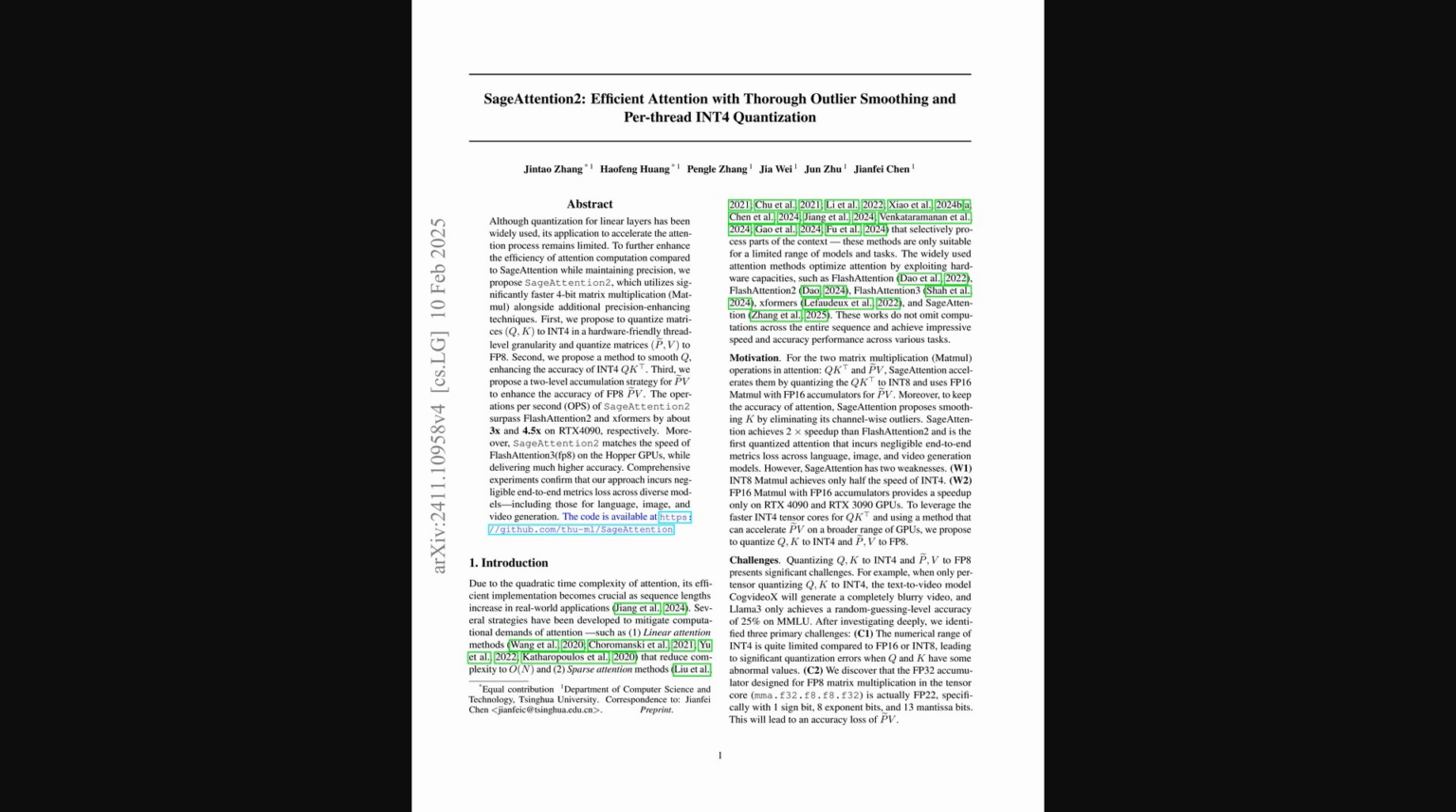Today we're looking at a paper called SageAttention2, Efficient Attention with Thorough Outlier Smoothing and Per-Thread INT4 Quantization. Essentially, the researchers are building on previous work to make the attention mechanism in AI models even faster. They propose using really low precision formats, like 4-bit integers for some calculations, and 8-bit floating point for others, along with some new techniques to maintain accuracy. The goal is a big speed up without hurting model performance too much.